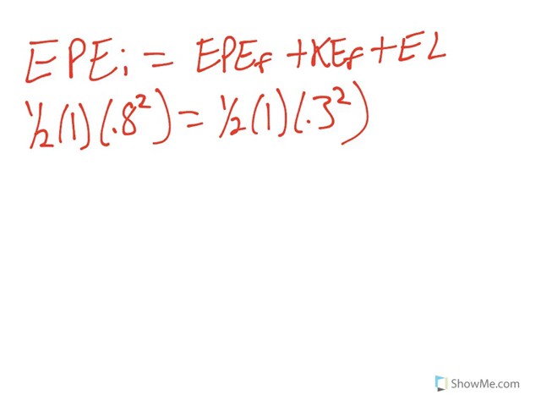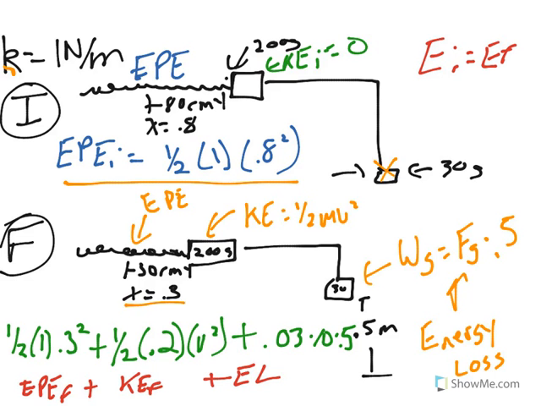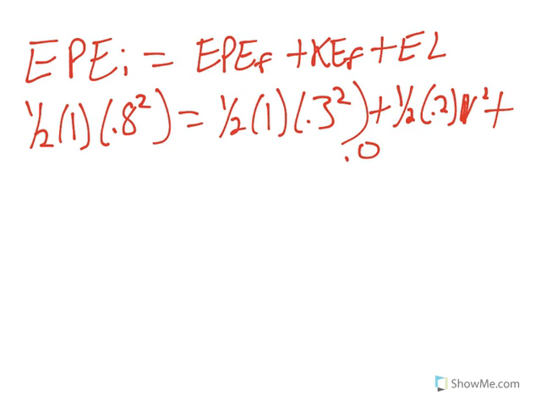Again, that's because it was at 0.8, it went in 0.5 meters, which puts it at 0.3, so we didn't use up all the elastic potential energy, plus 1/2 times 0.2 times v squared, plus the energy lost, which was 0.03 times 10 times 0.5. Okay, so there we go.